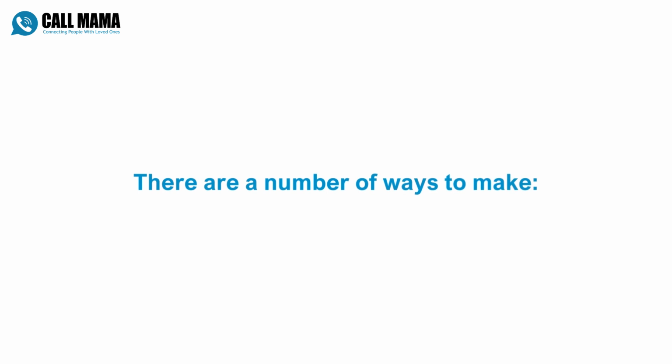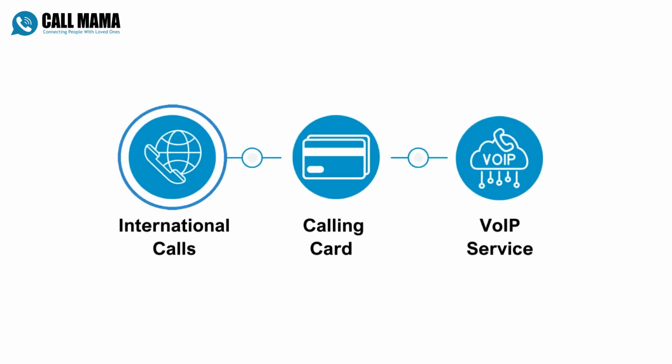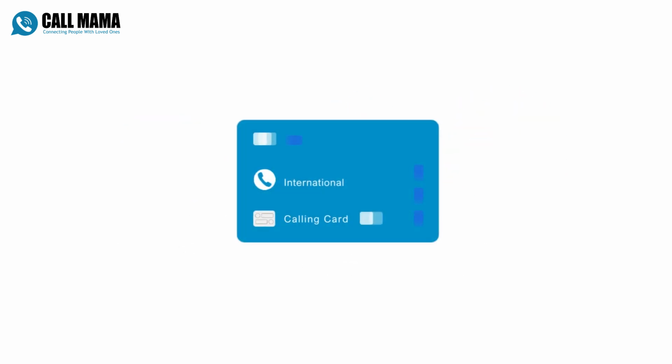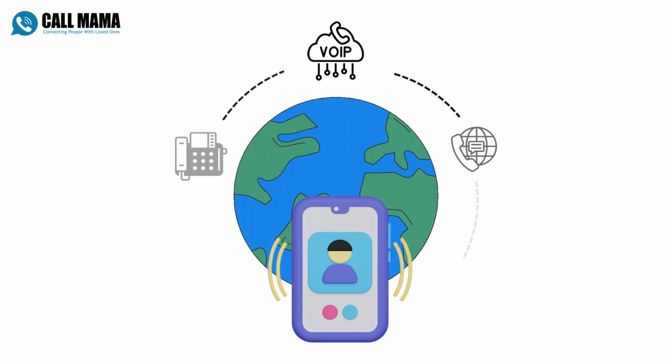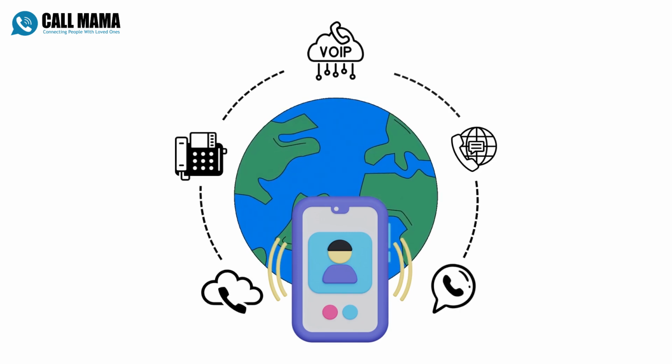There are a number of ways to make international calls, including using a calling card or a VoIP service. Calling cards can be purchased online or at convenience stores. VoIP services allow you to make calls over the internet.